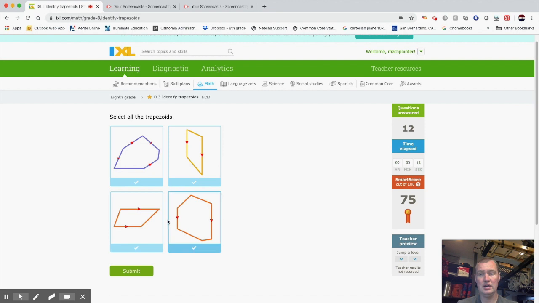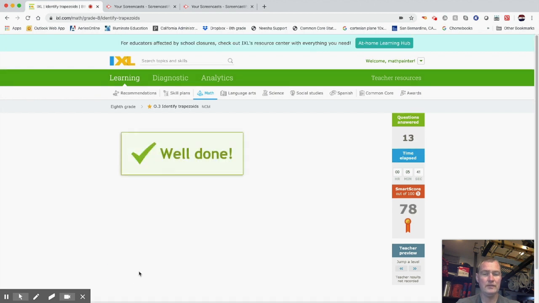Select all the trapezoids. We have 1, 2, 3, 4. Whoa. Way more than four sides. No on the top left. Top right, we have 1, 2, 3, 4 sides. Left and right are parallel. And bottom left, top and bottom are parallel. Right and left are not. We just need 2 matching sides. It's good. And it's 4 sides. And this one is not because we have 1, 2, 3, 4, 5, and 6-sided figures. So no on that. And one more to go.